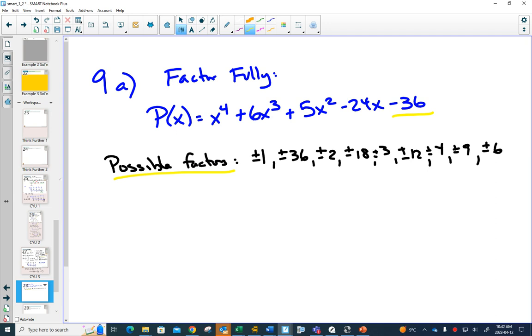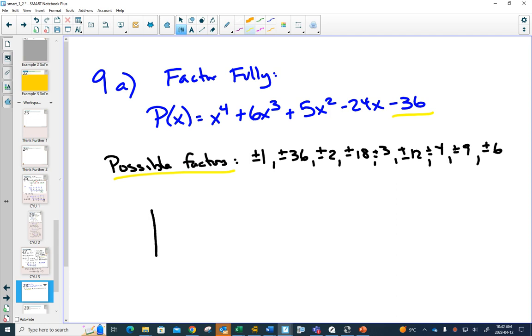Mental math-wise, always makes sense to start with the littlest ones. So I would try 1, I would try -1. I'm going to save you some time and tell you that none of them work. But if you would keep going, then I would try 2 and -2. All of a sudden, one of those works. So if you try 2, it works.